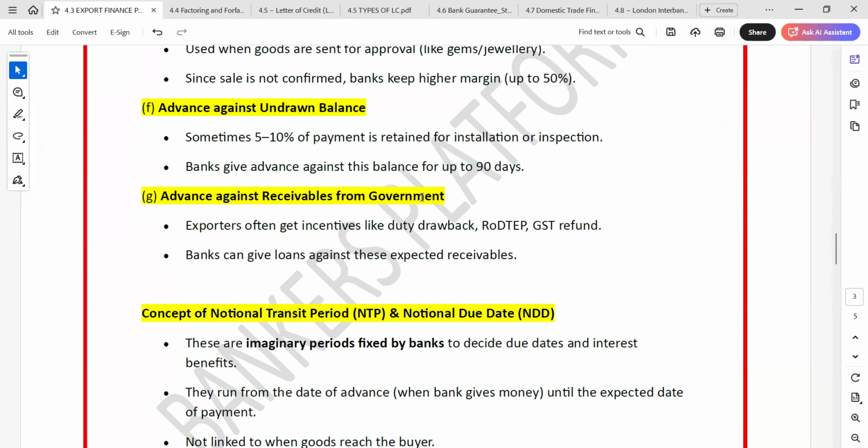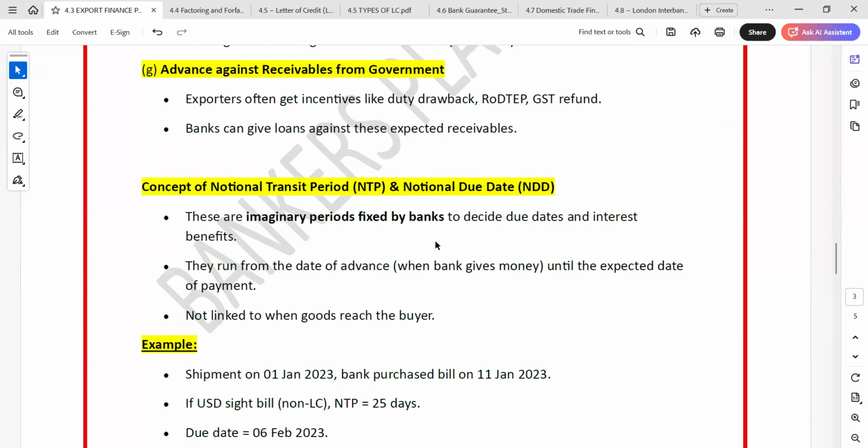Advances against receivable from government. Exporters get incentives like duty drawback, RODTEP, and GST refund. For these things, time will be taken. So for that gap, that period, the bank can give a loan against these expected receivables.